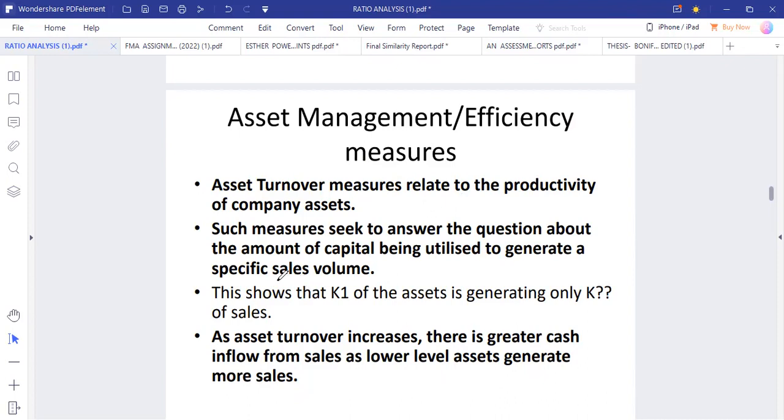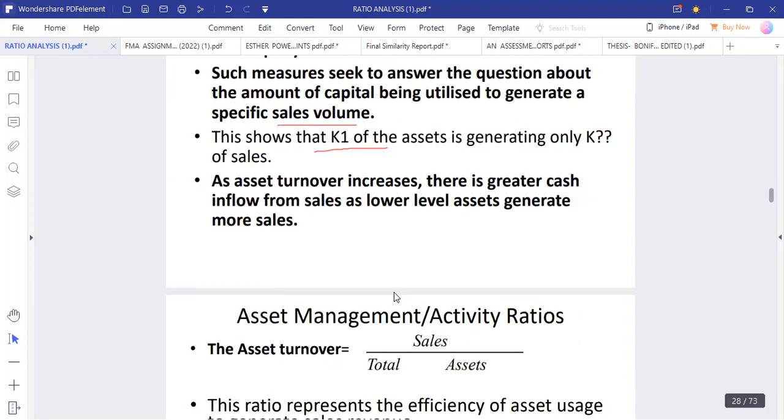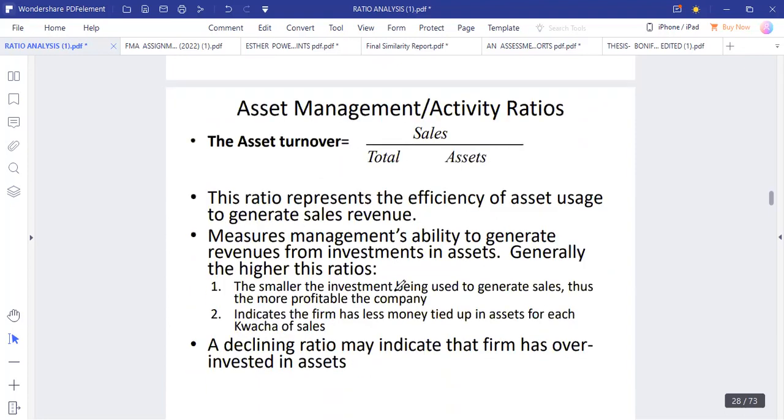A specific sales volume. So the asset turnover gives you how much of a quarter of assets contributes to the sales. So the higher the asset turnover, the greater the cash inflow. If you have a lower asset turnover, it means you're not utilizing our assets properly to contribute to the sales. So it is given by sales over total assets.